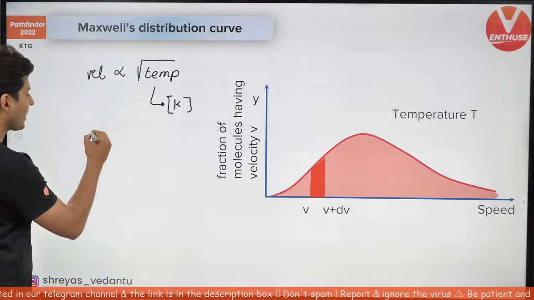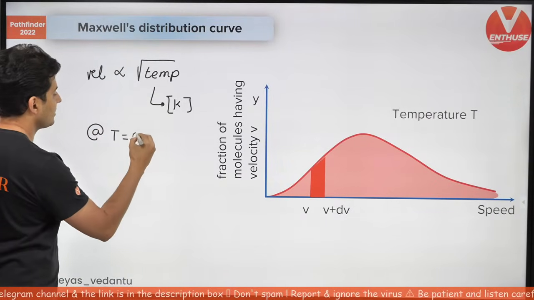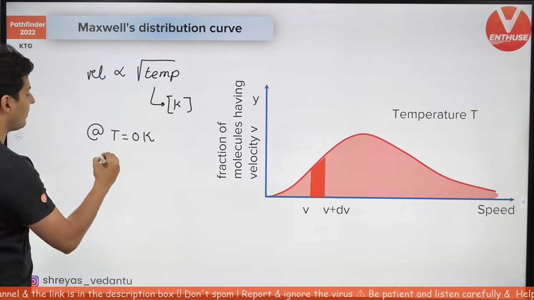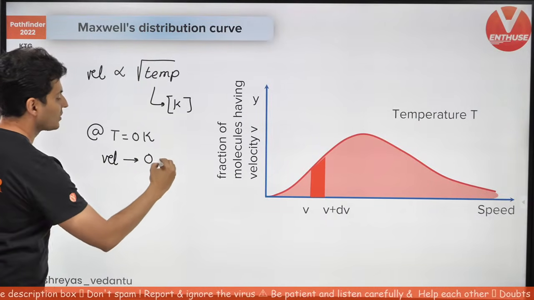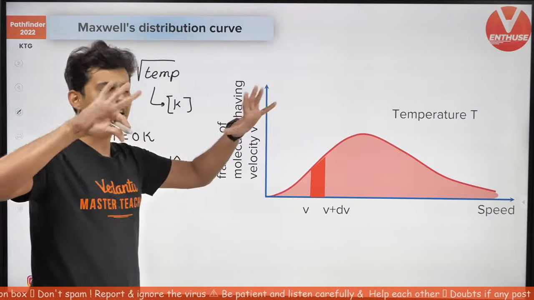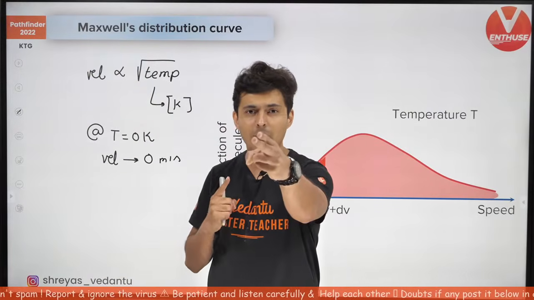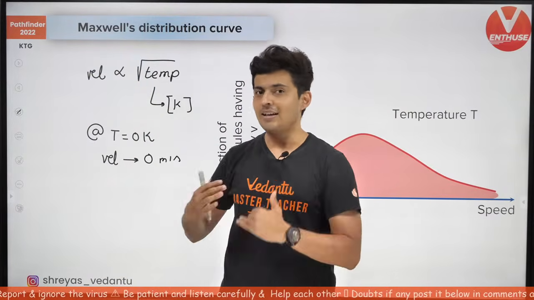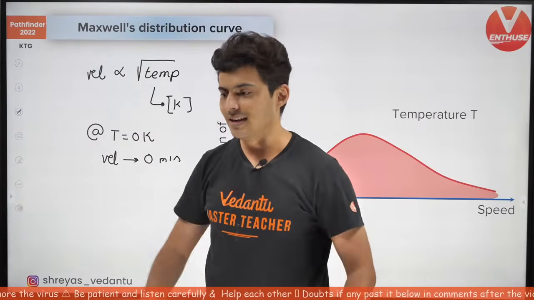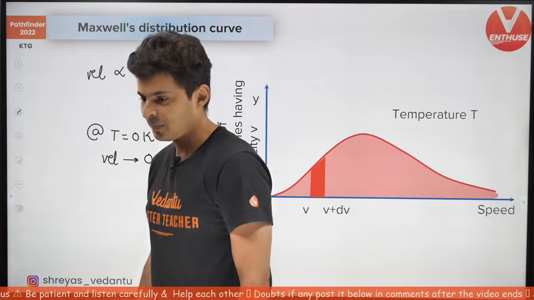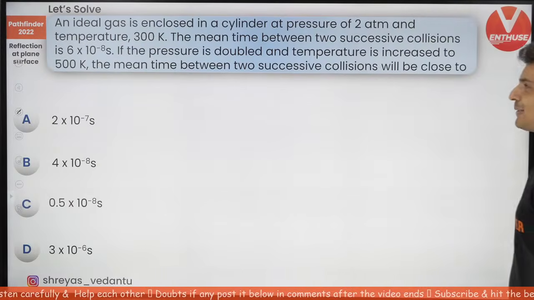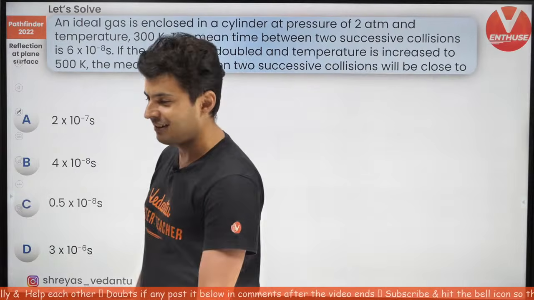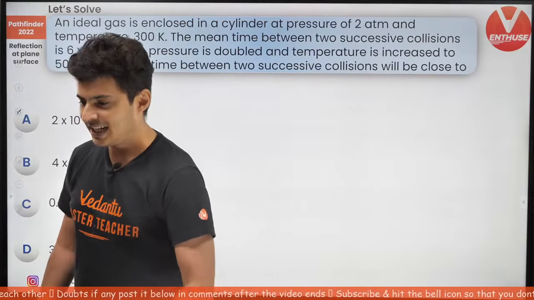That means at temperature equal to 0 Kelvin, what is going to happen? The velocities are going to be 0. It's all going to be still, stand still, statue, stop, can't move, 0 Kelvin. As the temperature increases, the speeds increase. That's what it is. All right, great. So let's solve a question based on this on your screen right now.